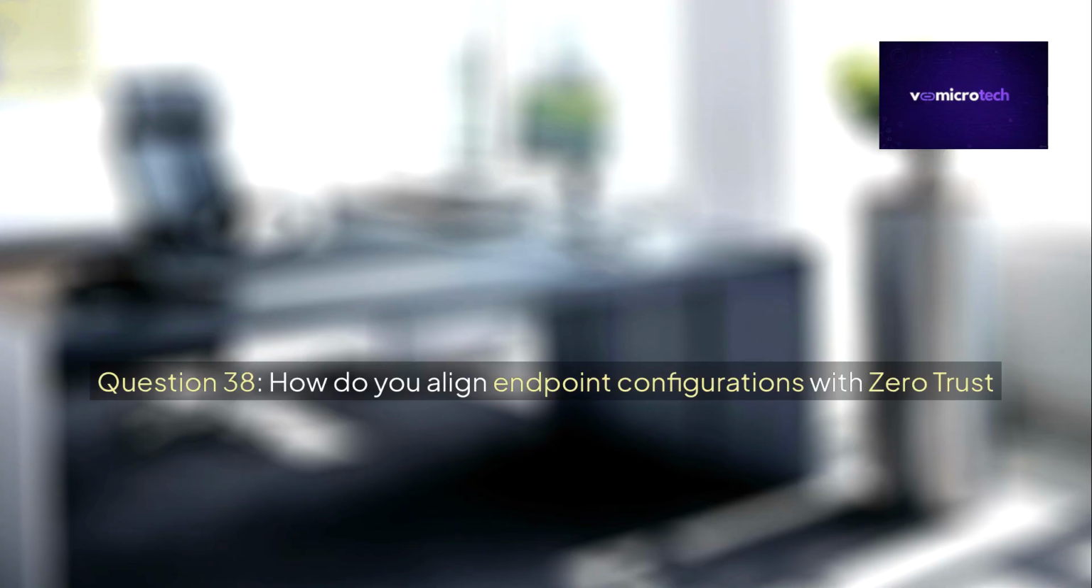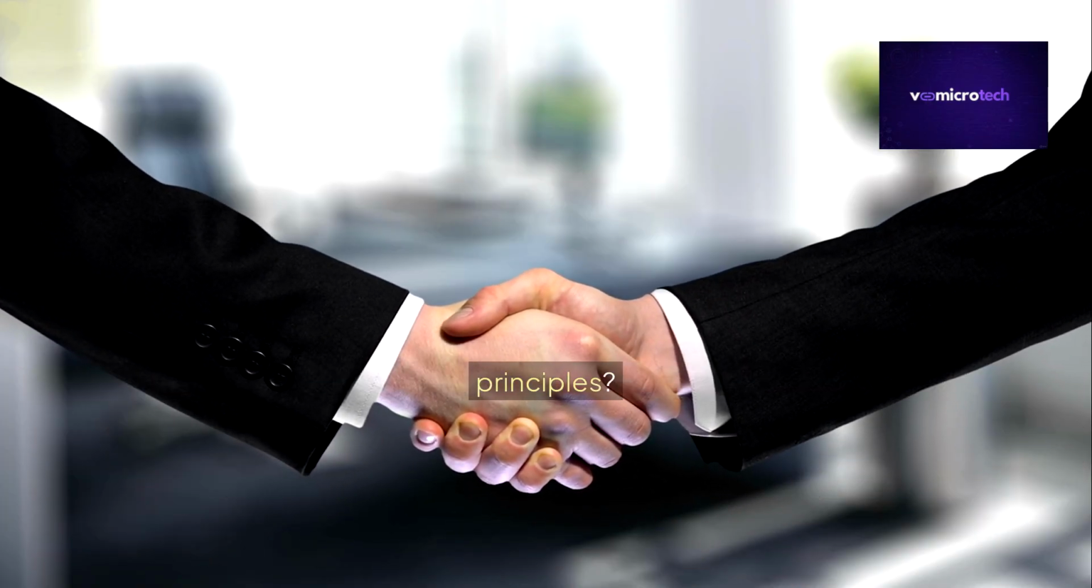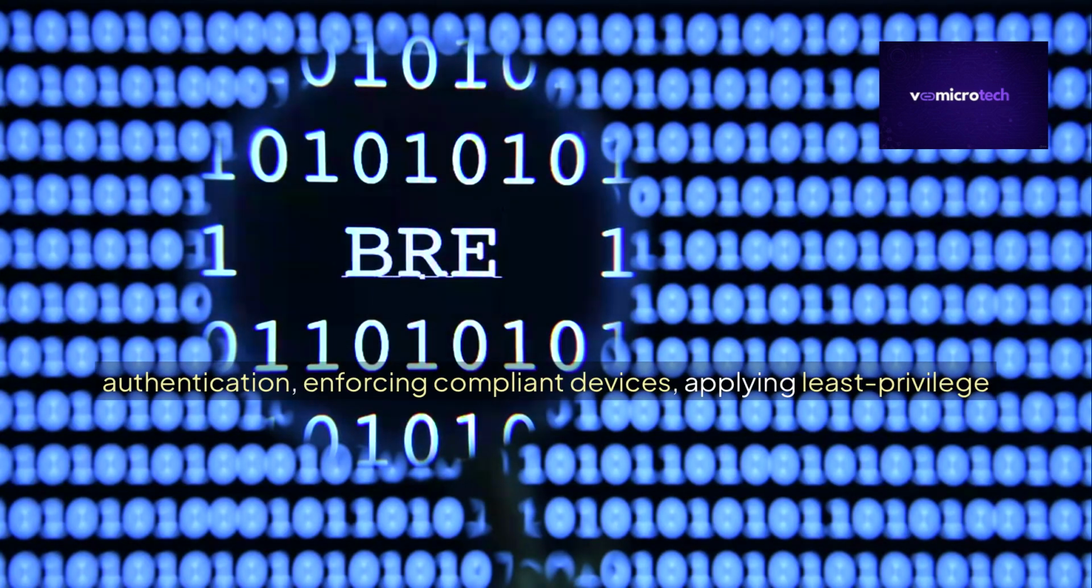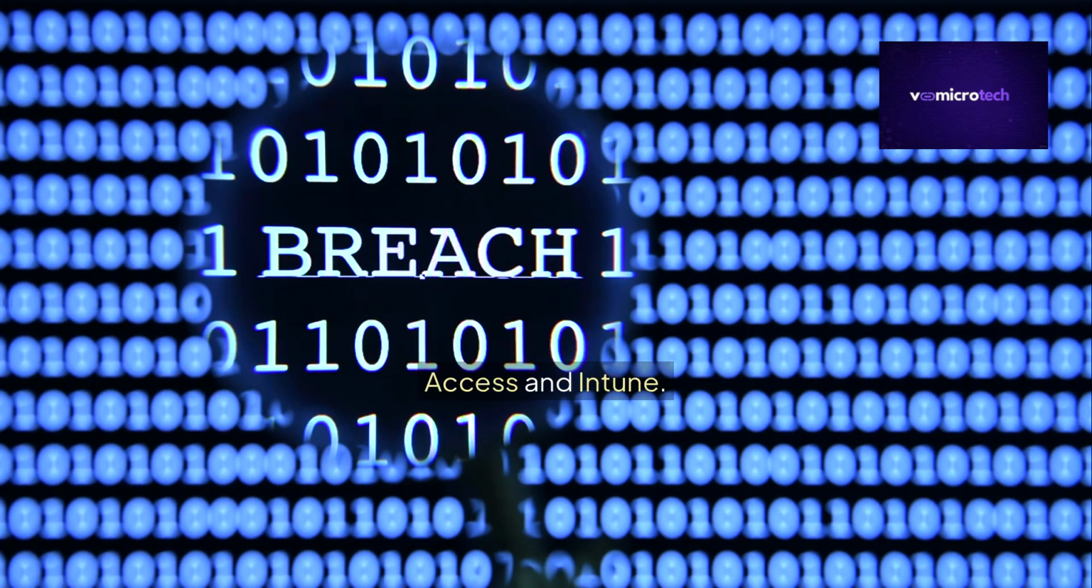Question 38. How do you align endpoint configurations with Zero Trust principles? Answer. Adopt an assume breach mindset by requiring multi-factor authentication, enforcing compliant devices, applying least privilege access, and performing continuous verification through conditional access and Intune.